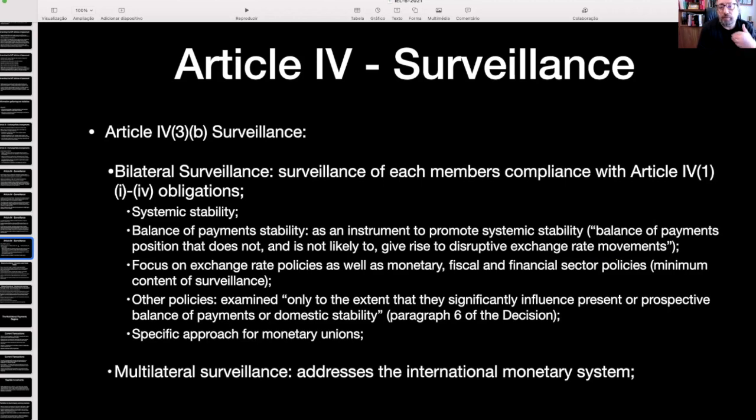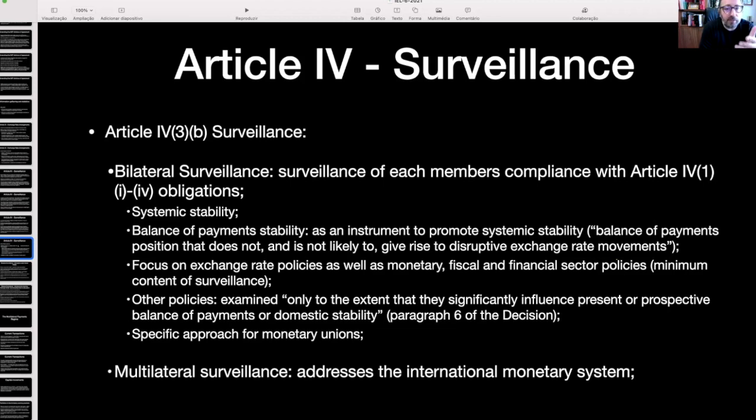Now, what does the IMF look at? Well, here you can see the list. So systemic stability: is the financial system, the banking system, stable? Do you have a lot of credit risks, etc.?